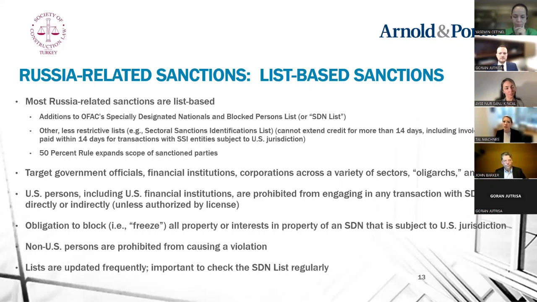The most restrictive list that comes up in this area is OFAC's Specially Designated Nationals and Blocked Persons List, or the SDN list. For any person or entity on the SDN list, U.S. persons are prohibited from engaging in any transactions or dealings with that SDN, either directly or indirectly. And as we just talked about in the last segment, non-U.S. persons are also prohibited from engaging with SDNs in the circumstances that we discussed before.